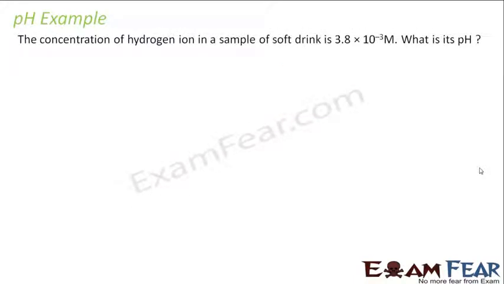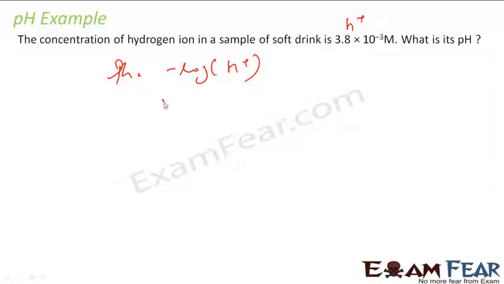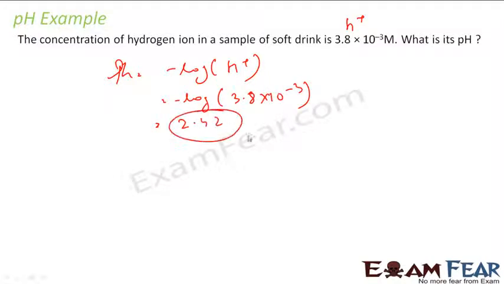The concentration of hydrogen ion in a sample of soft drink is 3.8 into 10 to the power minus 3. What is the pH? It's very simple. pH is nothing but minus log of H plus ion concentration, and this is my H plus ion concentration. So this becomes minus log of 3.8 into 10 to the power minus 3, and if you solve, this becomes 2.42. This is my pH. Very easy. H plus ion concentration is given as 3.8 into 10 to the power minus 3 moles per liter. Just put the value, get the answer.